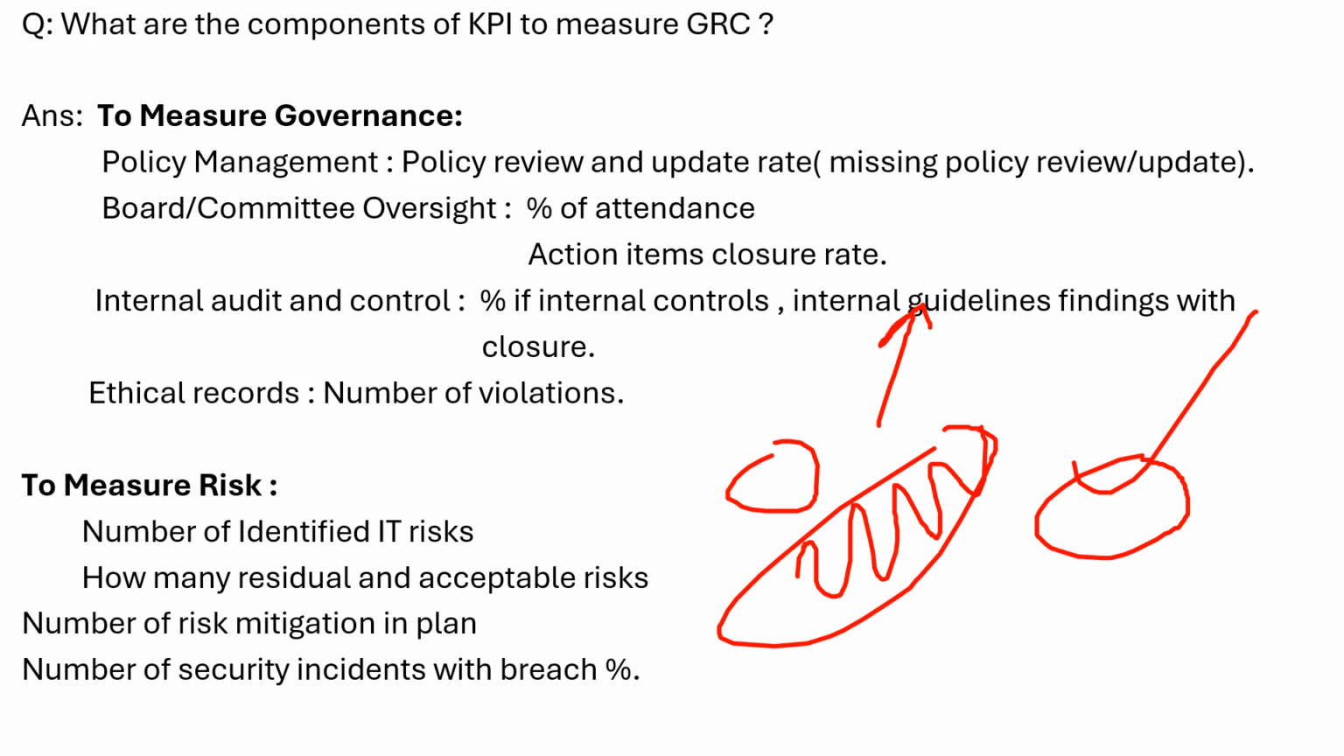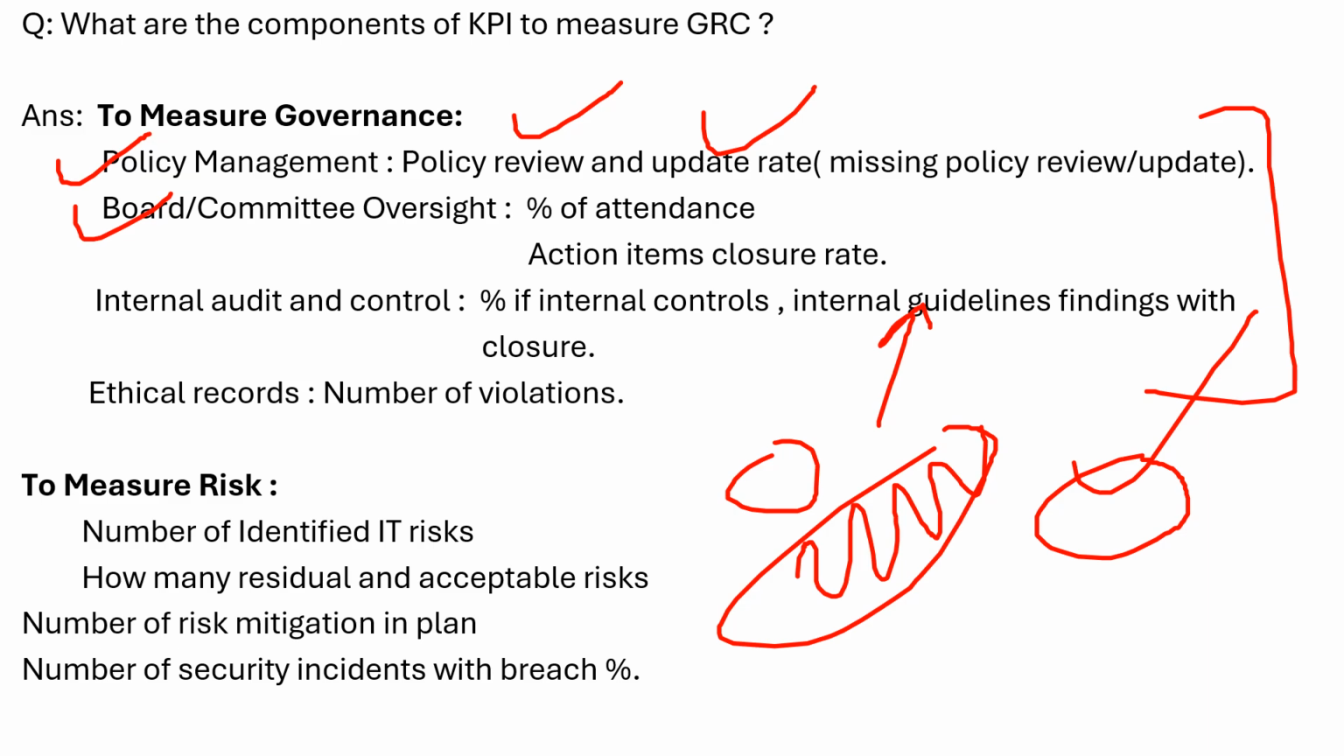By measuring the policies management, by measuring the board committee oversight, by measuring the policies review and update rate, missing policies and reviews and updates, percentage of attendance, action items closure rate, internal audit and control, percentage of internal control and internal guidelines findings with closures, ethical records, number of violations. So these are some key points from where we can measure the governance kind of things.